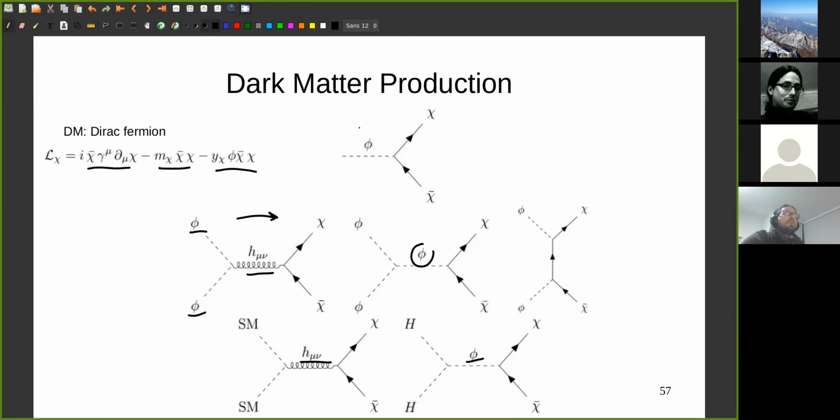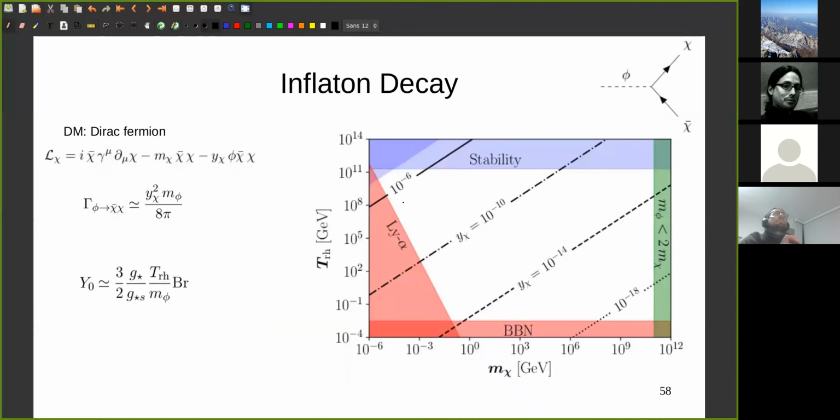The first one corresponds to the direct decay of the inflaton, so this process here: inflaton decaying to two dark matter particles, which in this case are Dirac fermions. You can compute this decay width, which will have this shape, and you can compute the final dark matter abundance, which is this one.